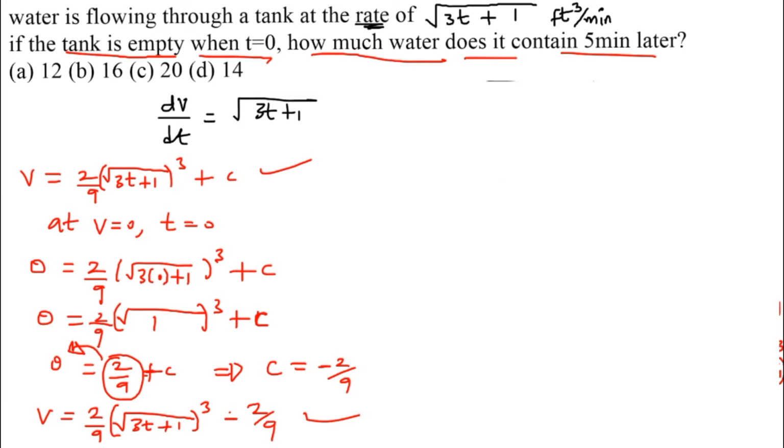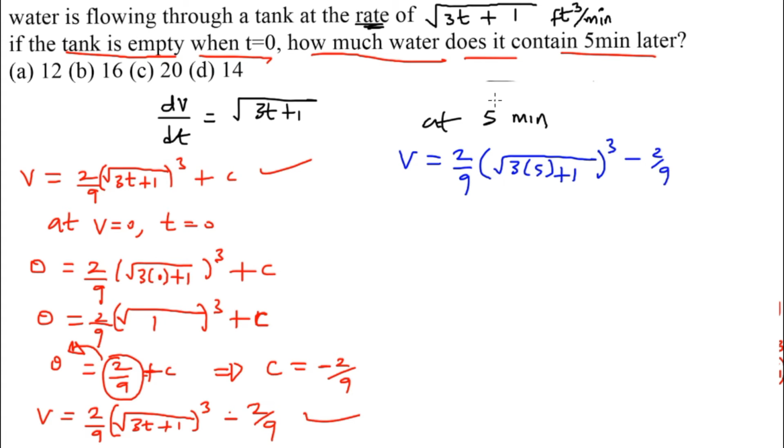So at 5 minutes the v will now be equal to 2 over 9, then root 3 times 5 plus 1, cubed, minus 2 over 9. We didn't bother converting because we are dealing with minutes from the question. So v is equal to 2 over 9, then the square root of 15, 5 times 3, 15 plus 1, that's the square root of 16 raised to power 3 minus 2 over 9.